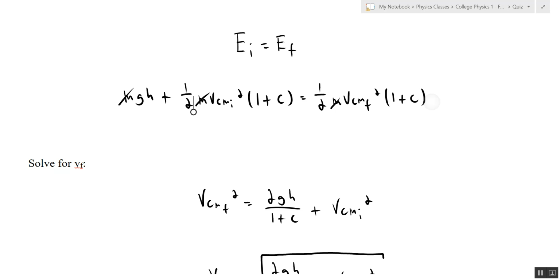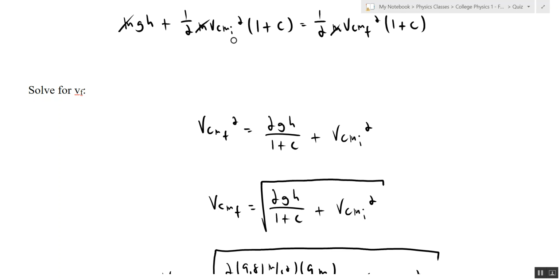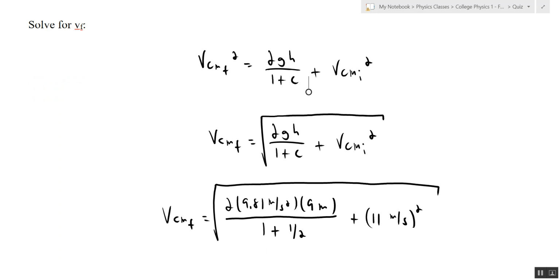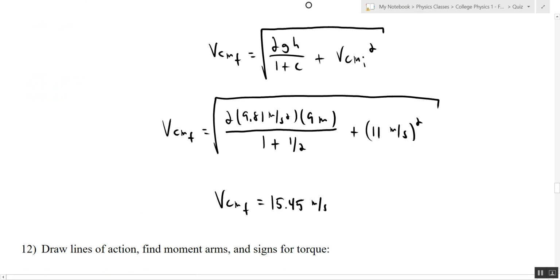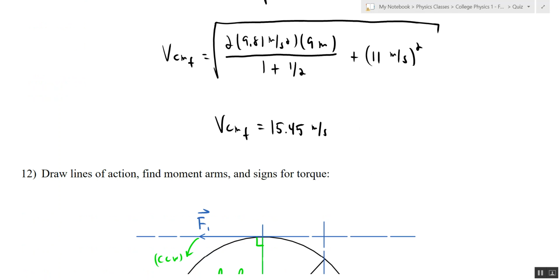Then I divide by 1 plus C. So now this is 2GH over 1 plus C. That gets rid of that 1 plus C. So you're just left with V_CM initial squared plus 2GH over 1 plus C. And then you take the square root and plug in the numbers, and that's how fast it's spinning at the bottom.